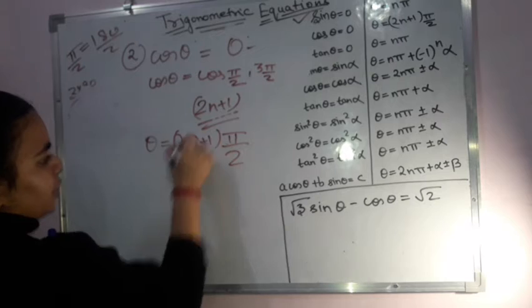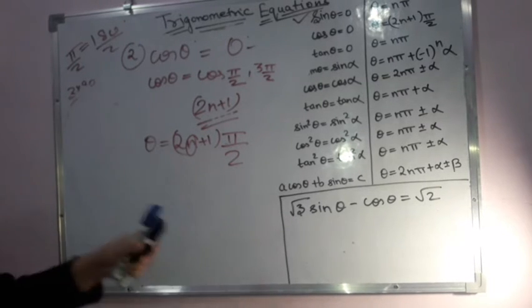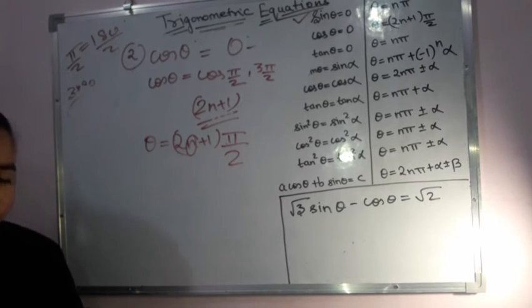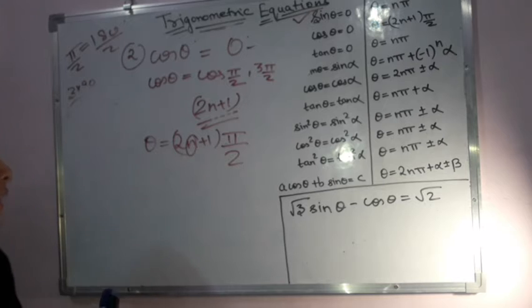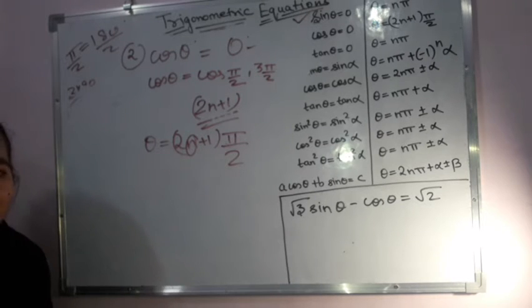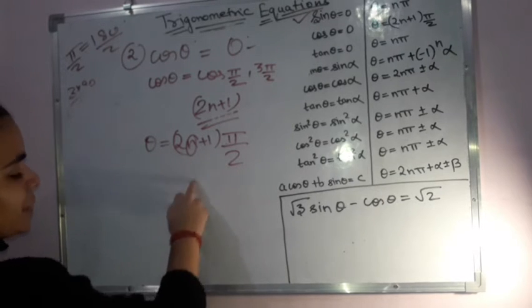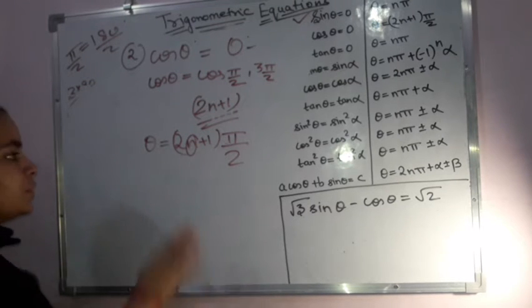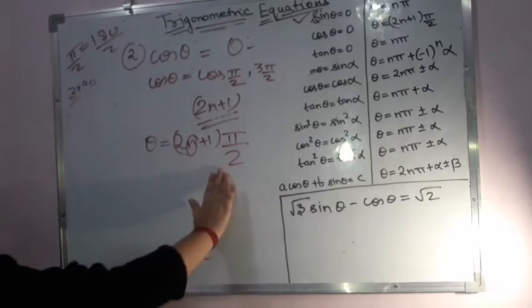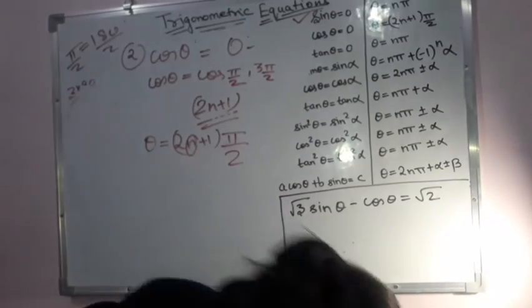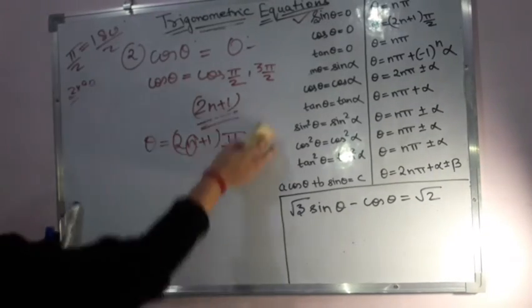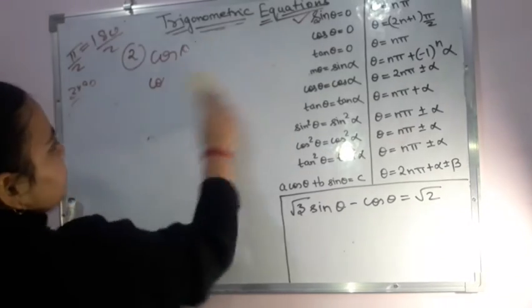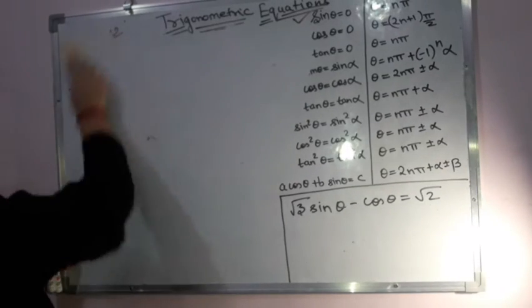Where this n, always please remember when you're solving this, and every time whenever you're taking n or m or whatever it is, it is an integer, not a natural number or whole number, but an integer. That means plus minus 0, any values you can take and it will be valid for them. So 2n plus 1 pi by 2 is the general solution for the cos theta is equal to 0 equation which is given to us. Now let us quickly see the third one, that is the third equation.